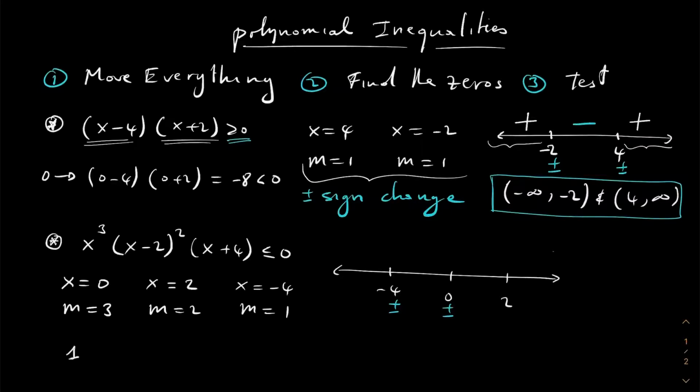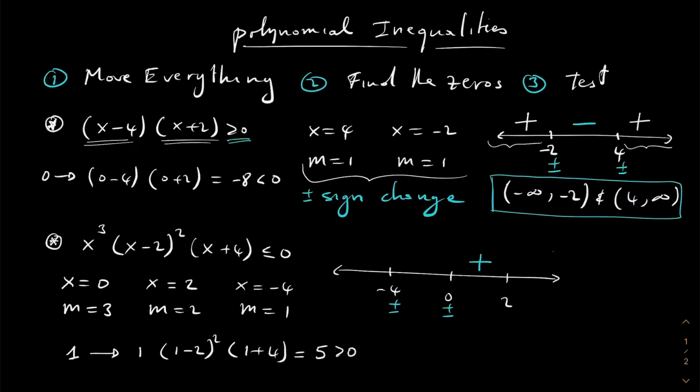All right, with that known, we're going to go ahead and just test a point in either of these regions. So I'm going to go ahead and pick 1 between 0 and 2. If I test 1 here, 1 cubed is just going to be 1. And 1 minus 2 squared is just going to be 1 as well. And then after that, I have 1 plus 4. That's going to be 5. And so multiplying all these would simply give me 5, which happens to be bigger than 0. So the region between 0 and 2 would have a positive sign.